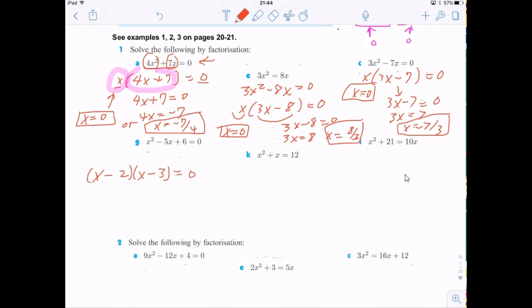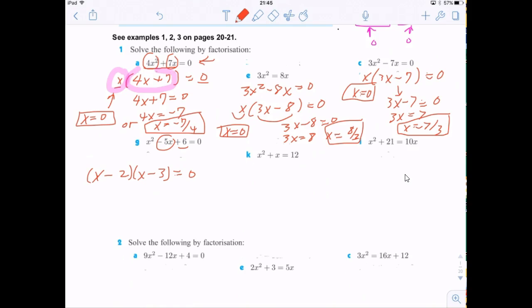So x minus 2 times x minus 3, if I multiply minus 2 and minus 3 together, I get plus 6, so that worked out. If I do FOIL and I do outside inside, then I get negative 3x minus 2x, and that gives me minus 5x, which is what's in the middle, so it worked out. Okay? Great.